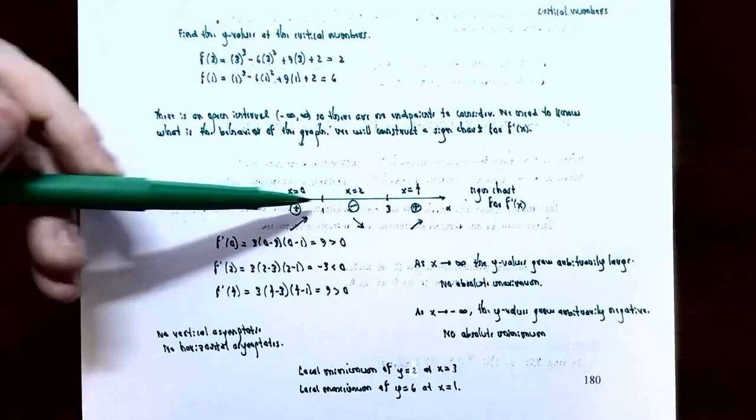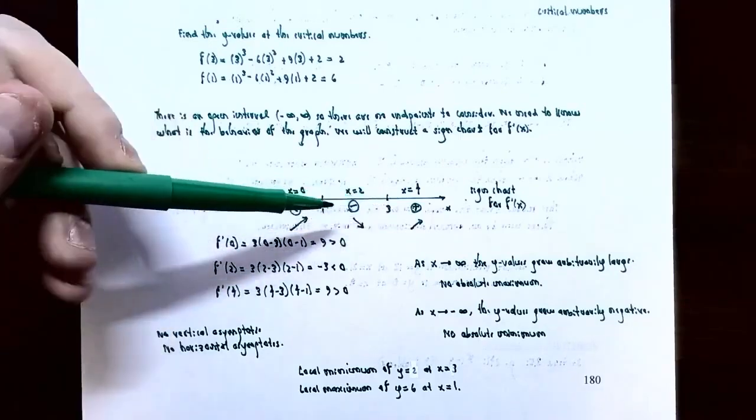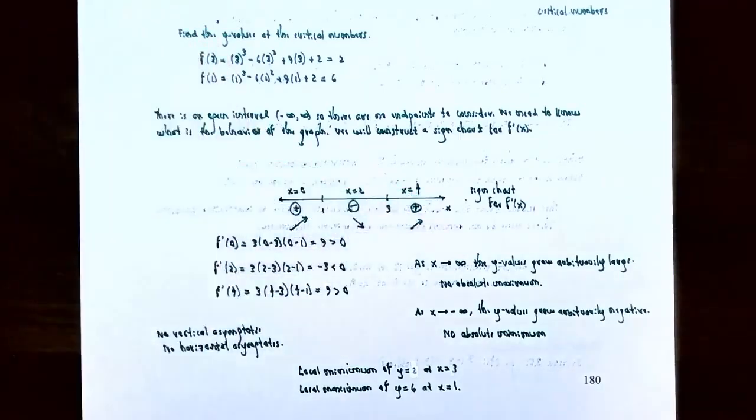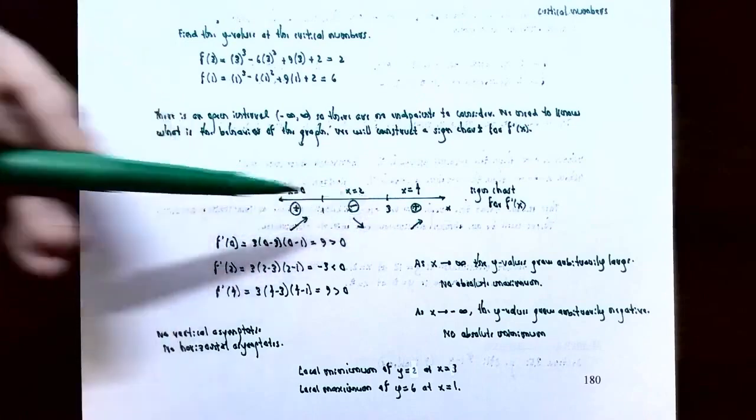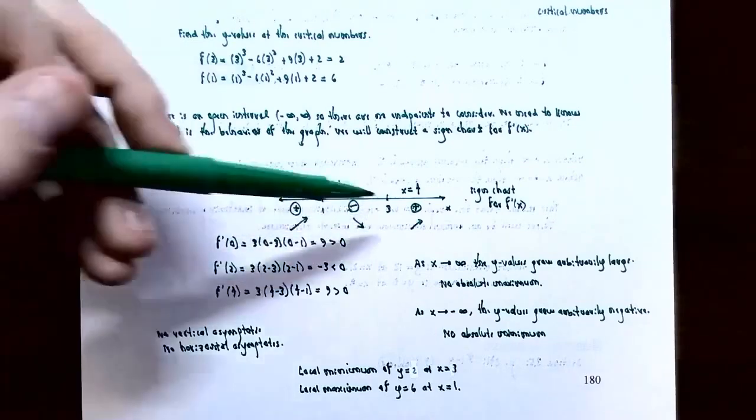You have x values that are less than 1, x values between 1 and 3, and x values greater than 3. So now choose test values on each of those intervals. Let's choose x equals 0 on the left side of 1. Let's choose x equals 2 between 1 and 3. And let's choose x equals 4, which is greater than 3.